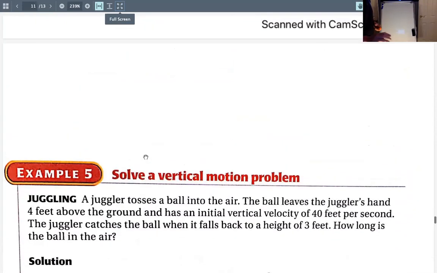Okay, here we go. A juggler tosses a ball into the air. The ball leaves the juggler's hand 4 feet above the ground and has an initial vertical velocity of 40 feet per second. The juggler catches the ball when it falls back to a height of 3 feet. How long is the ball in the air? Go for it.